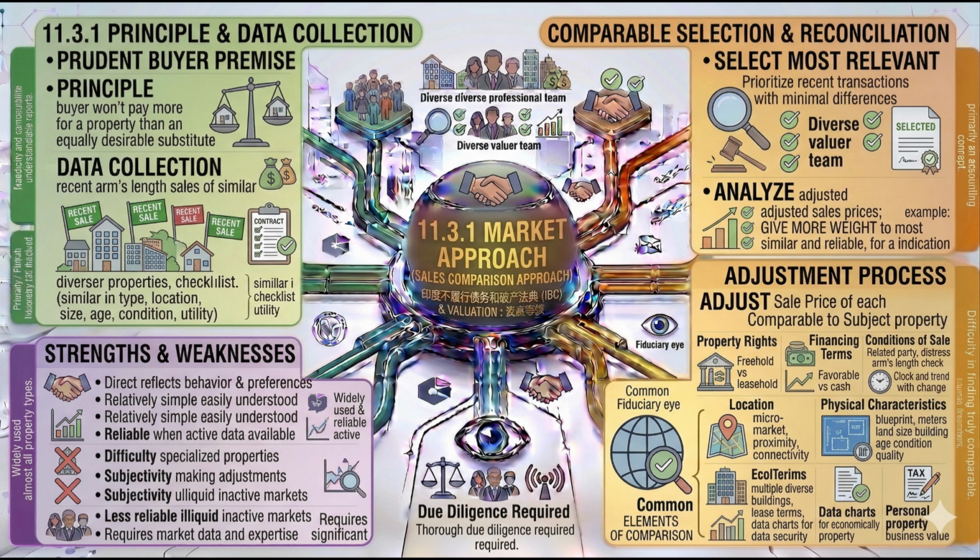Very good observation. Market approach is the most intuitive method. It is based on one simple principle, prudent buyer premise. Yes, I see that. Buyer will not pay more than similar substitute. Can you explain that practically?